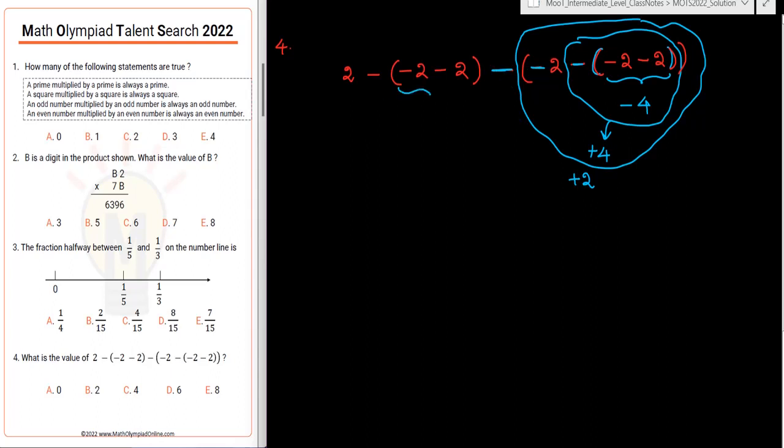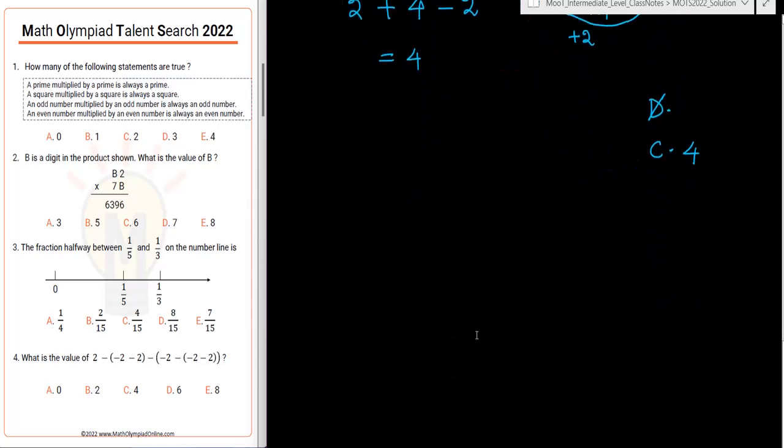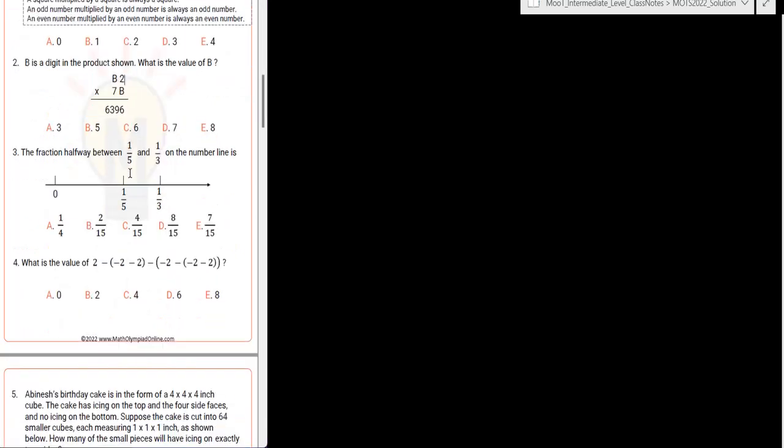All right, let's do this one. Minus 2 minus 2. Again, this is actually an addition with a minus sign in the front. Minus 4. Okay, now what is this? Minus of minus 4. That is 4. So you have 2. This minus of minus is plus 4. And then you have a minus 2. So the answer is 4. So the choice would be C, 4. That is the answer. Very straightforward, but you have to be very careful in doing this problem. All right, let's look at the 5th problem.